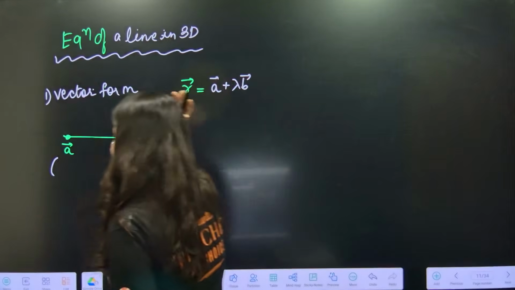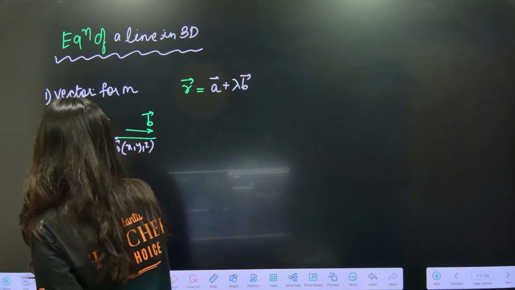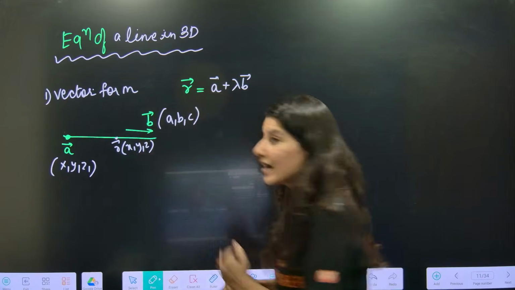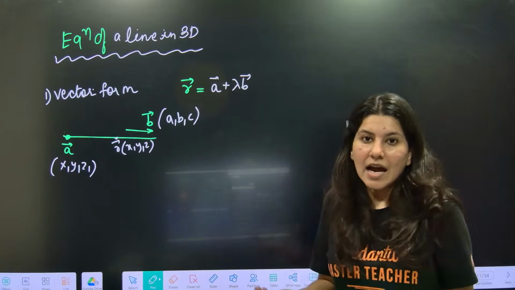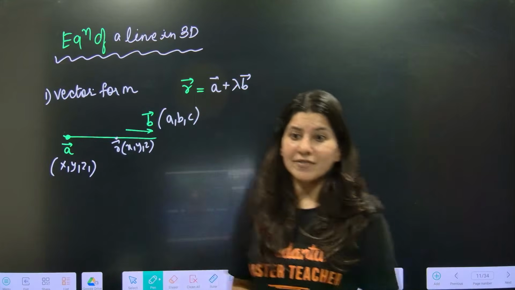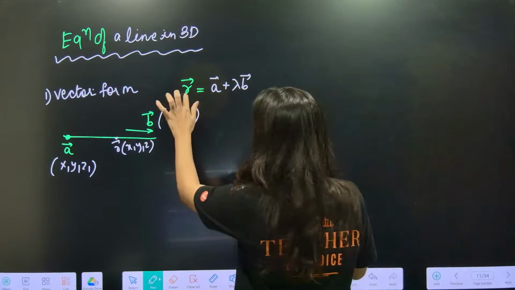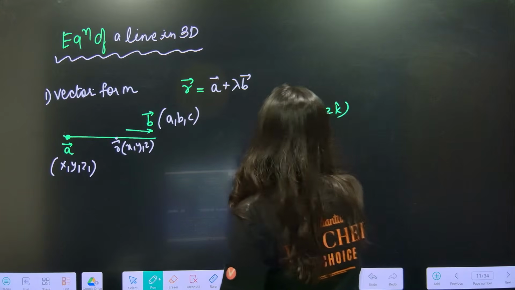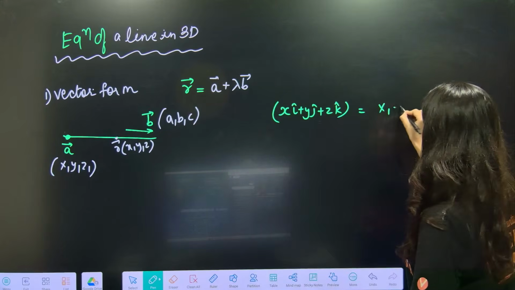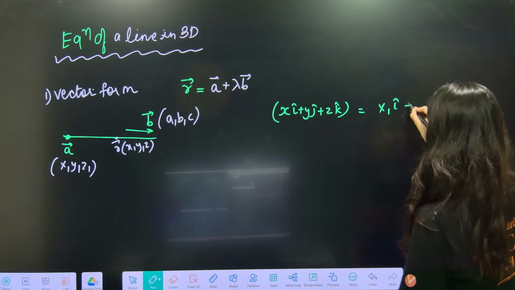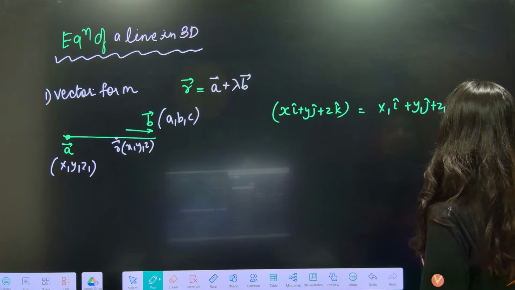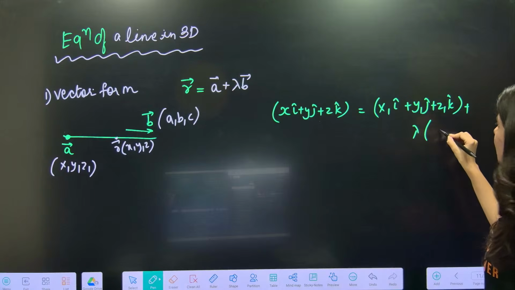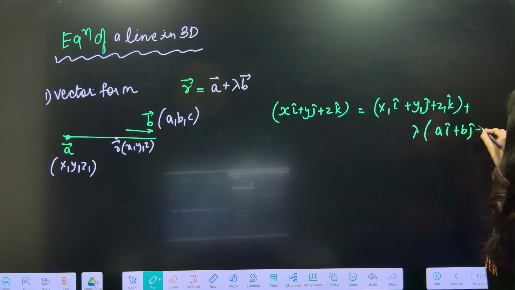What is a over here? So a is actually x1, y1, z1, a fixed point. What is b over here? B vector is nothing but a vector which is parallel to this line, and b vector is also known as the direction ratio of that line, correct? So basically r vector is x i cap plus y j cap plus z k cap, is equal to a vector, x1 i cap plus y1 j cap plus z1 k cap, plus lambda times b. So b vector is a i cap plus b j cap plus c k cap.